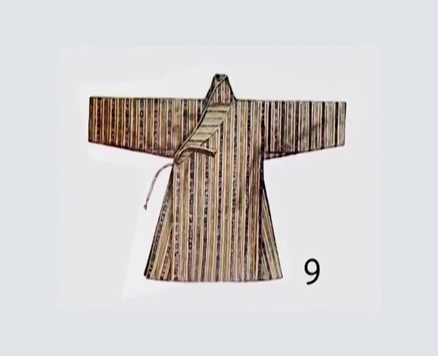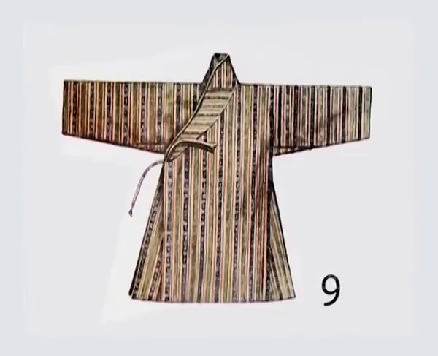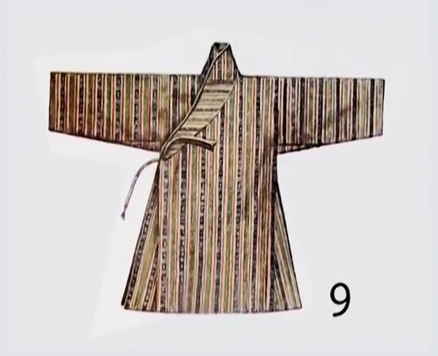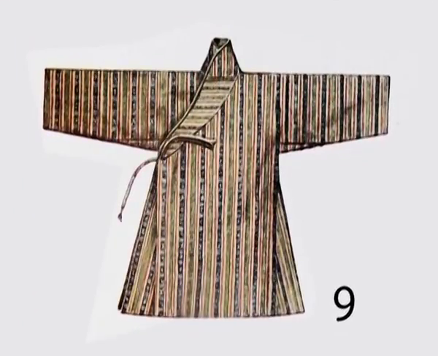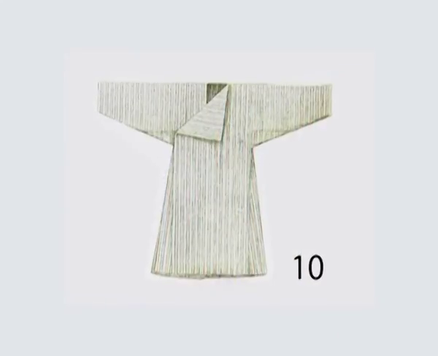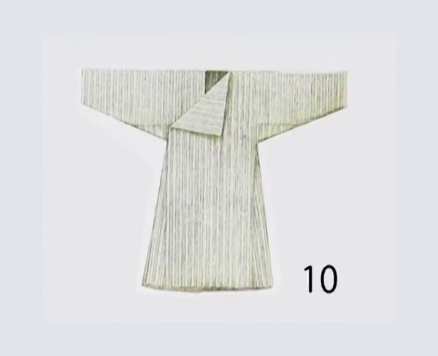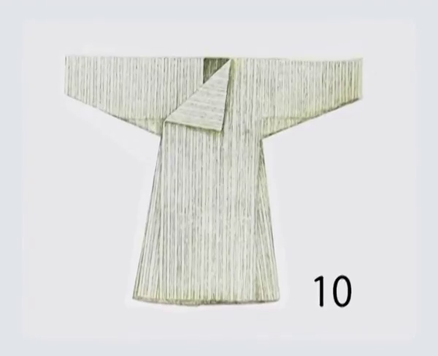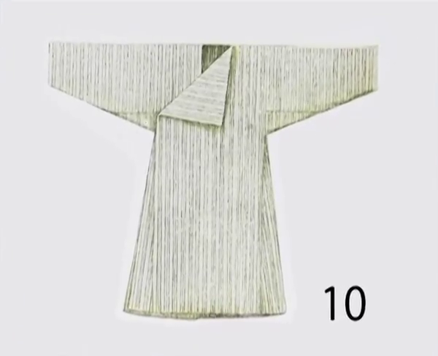Number 9. Men's outer coat with high collar, which can be tied at the side above the right hip. Number 10. Undergarment made of coarse striped cotton. Let's watch another little clipping.